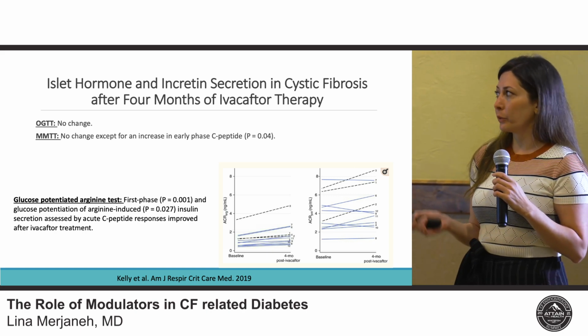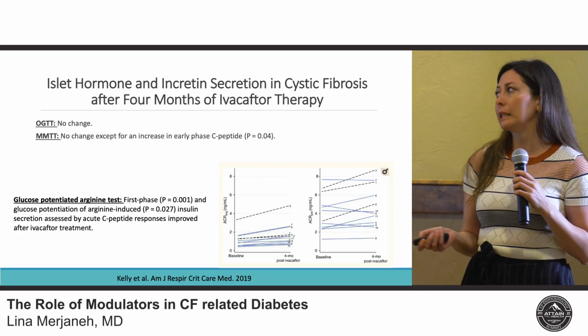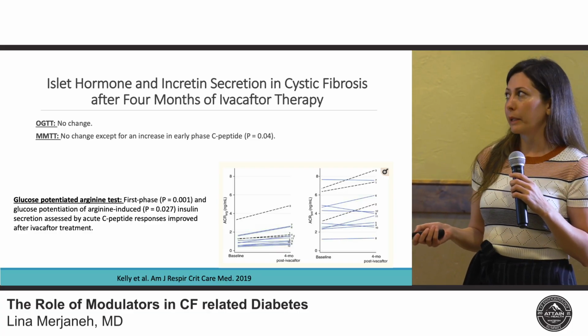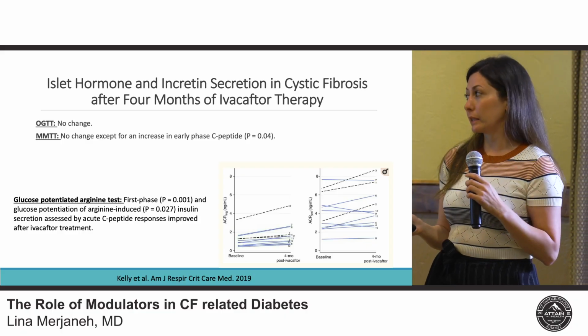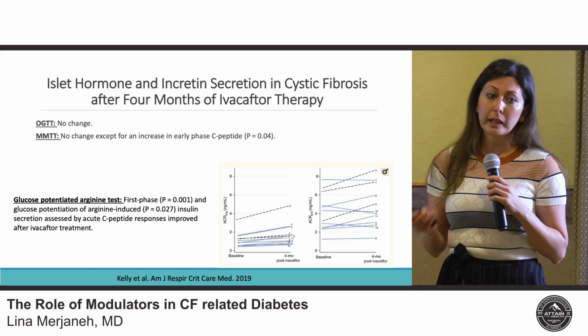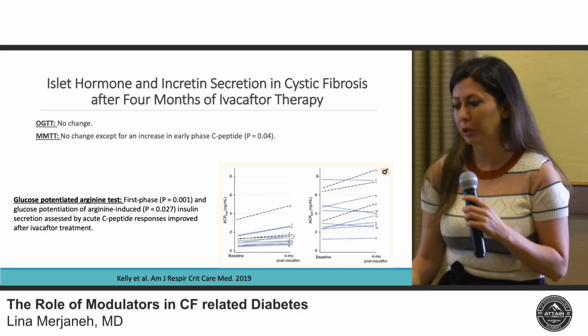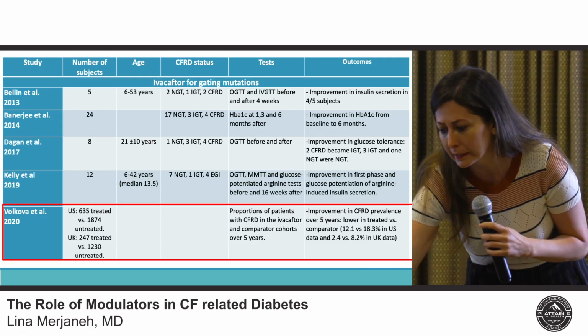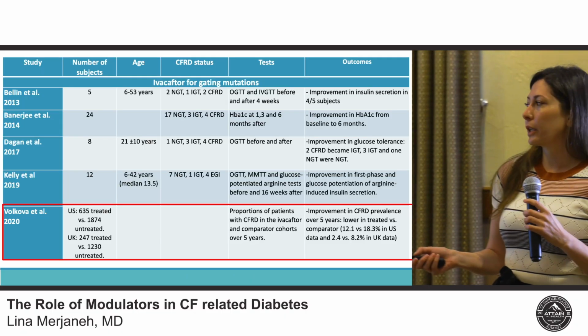I want to point out that this is a young group of patients with very mild glycemic abnormalities, so it is not unexpected that there was no significant difference in the OGTTs and mixed meal testing. But the finding of increased insulin secretion is still significant and probably has more implications if these patients are followed for a longer period of time. The second study I want to discuss a little bit is the registry study.